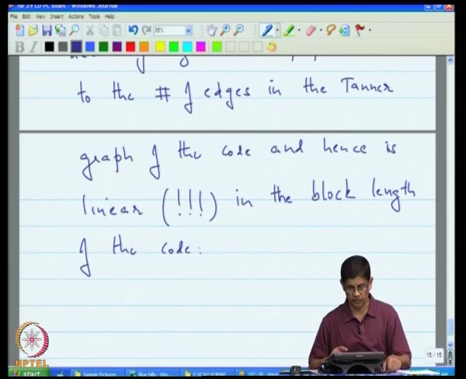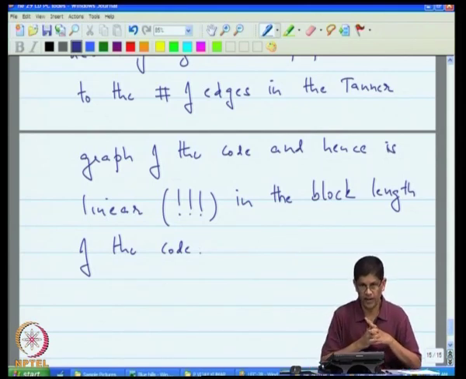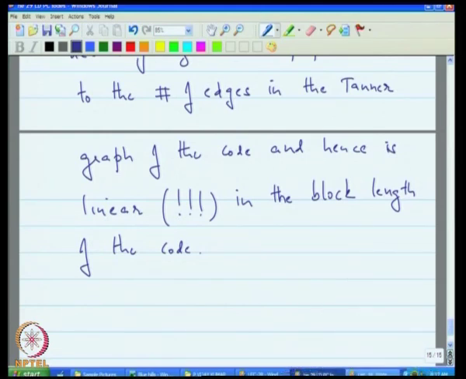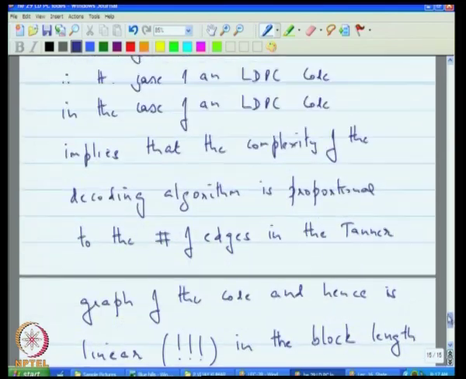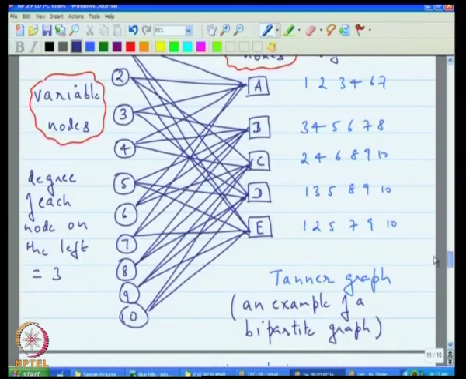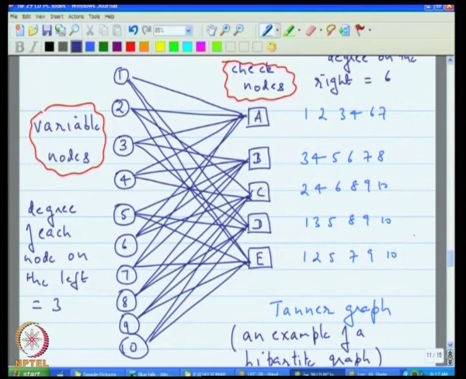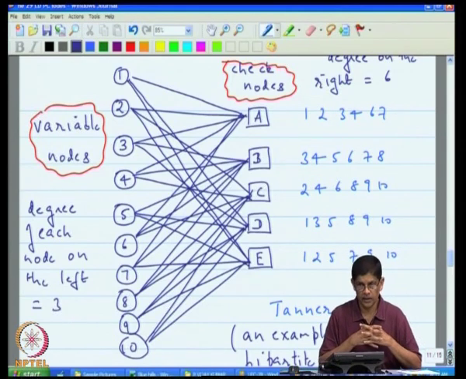So, it is this single fact which makes these codes of great practical interest. Now, you might ask, where did this name Tanner graph actually arise from? It is called Tanner graph after Michael Tanner, a coding theorist from the University of California system. These codes actually have an interesting history.